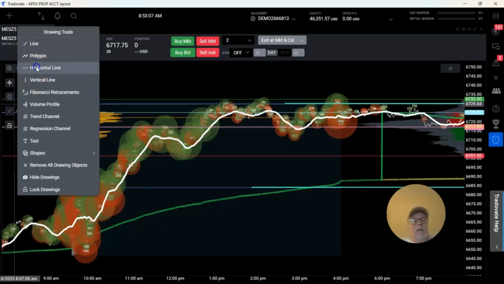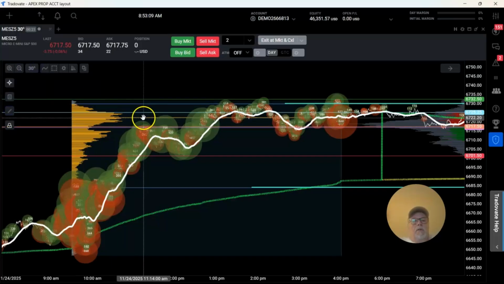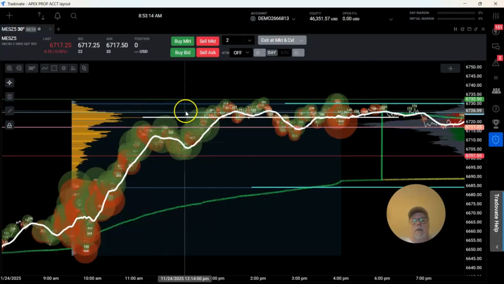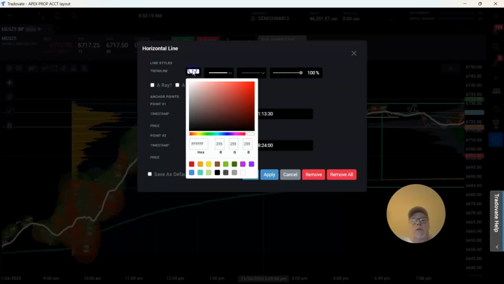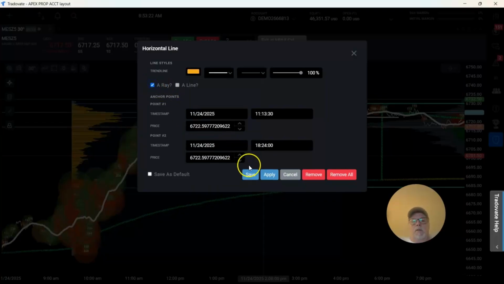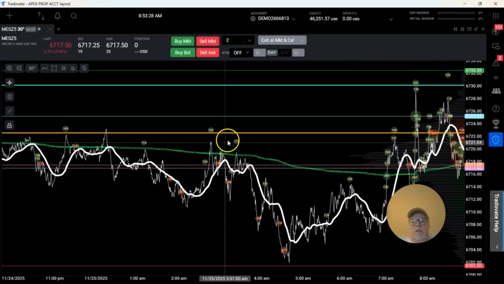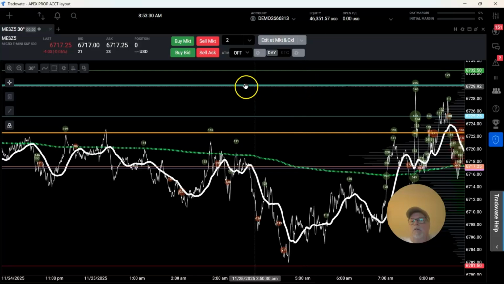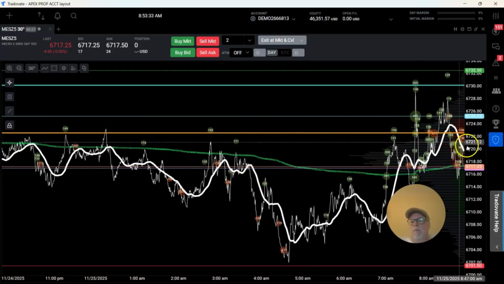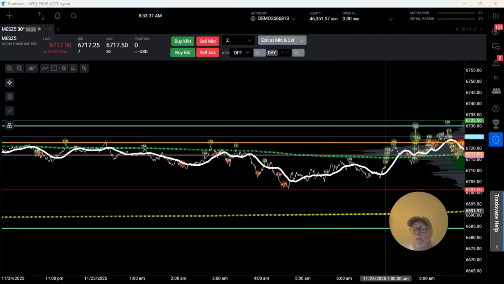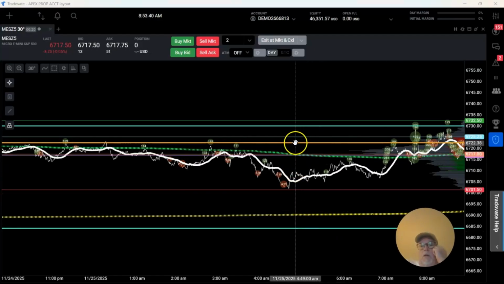And let's mark the point of control right here. And oops, there it is, point of control. Always orange. Make it array as well. Now we go to our current session, and there are the lines we just added. Value area high, value area low, and point of control.